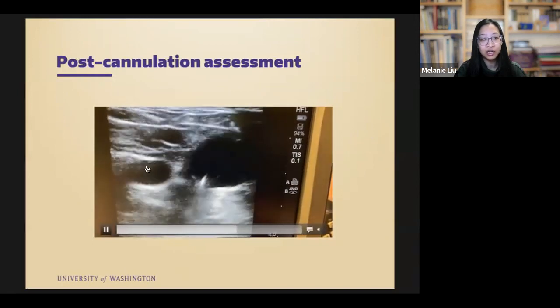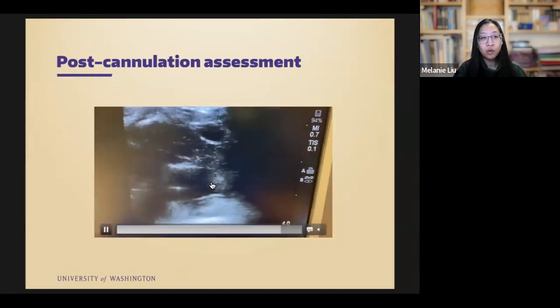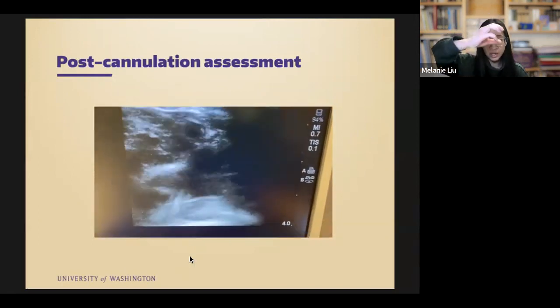And this, you can see this in the IJ. This is the carotid artery. And we're actually following this and angling under the clavicle so that we can see the wire as it dives down to meet the subclavian.